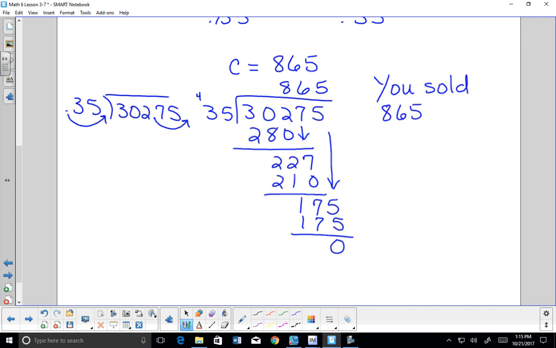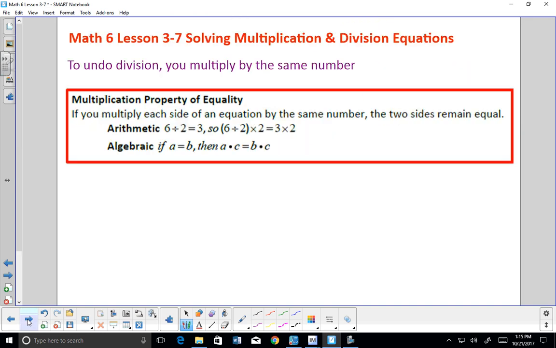And there you have that equation. Now, to undo division, you would multiply by the same number. We were just doing multiplication equations in which to solve those we had to undo the multiplication by dividing. To undo division, we multiply, and that's the multiplication property of equality.